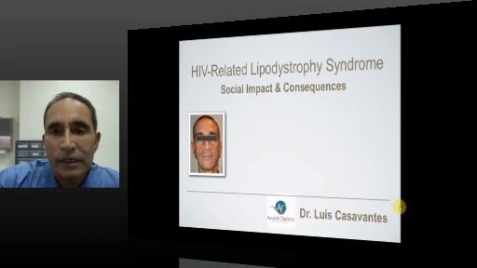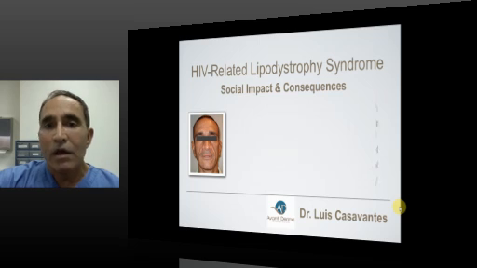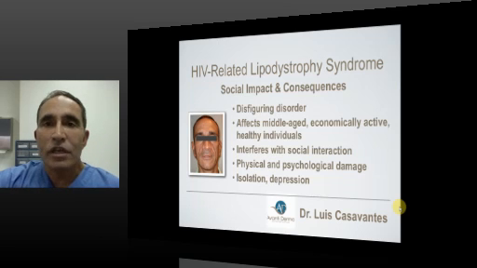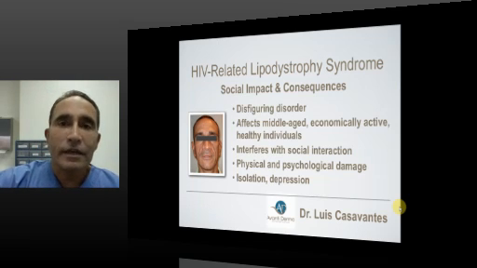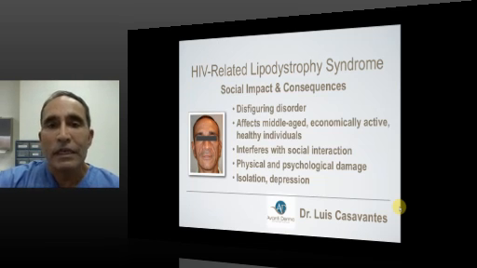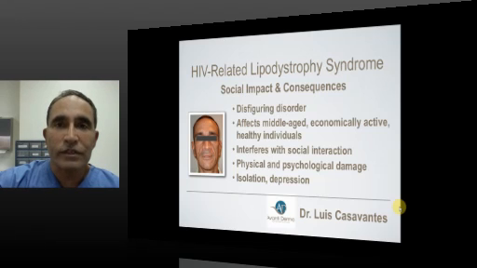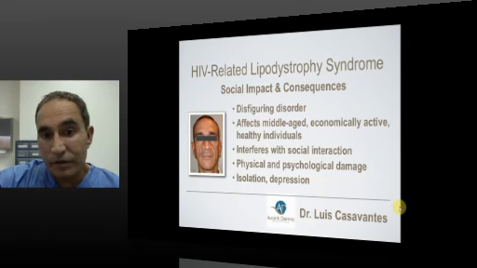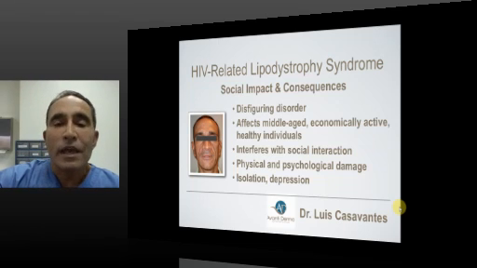The social impact and consequences of the HIV-related lipodystrophy syndrome are many. Basically, this condition is a disfiguring disorder that affects middle-aged, economically active, healthy individuals, interferes with the social interaction, and creates a big deal of physical and psychological damage to the individual, creating isolation and depression.